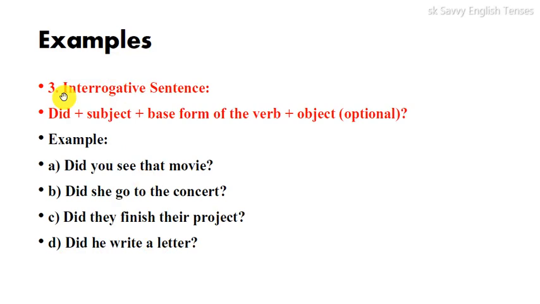Okay, the third one is the interrogative sentence. And the formula for the interrogative sentence in the simple past tense is did plus subject plus base form of the verb. And we can make sentences according to this formula. For example, did you see that movie? Did she go to the concert? Did they finish their project? Did he write a letter?